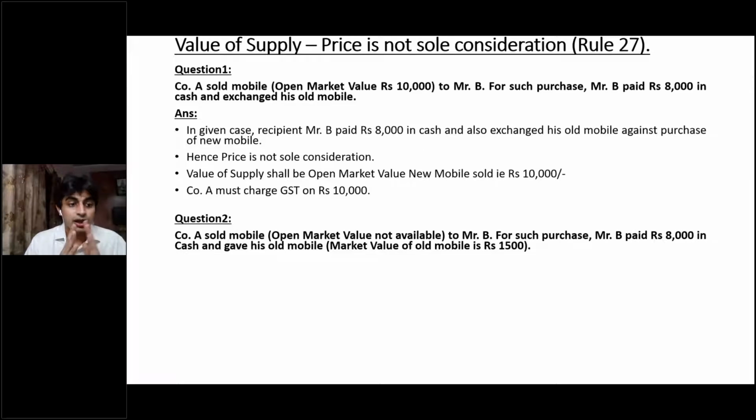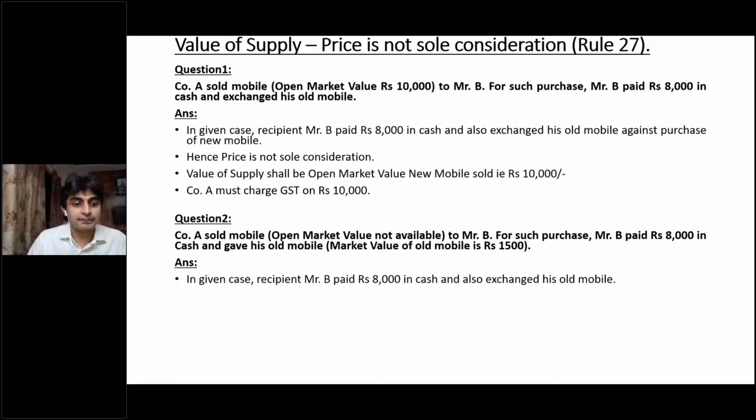Okay, question 2. Company A sold a mobile to Mr. B. This time, the mobile's market value is not there. For such purchase, Mr. B paid 8,000 in cash plus old mobile. I got money and I also got the old mobile. Hence, price is not the sole consideration. Since price is not the sole consideration, we have to go to rule 27. The old mobile that I received, what is its market value? 1,500 rupees.